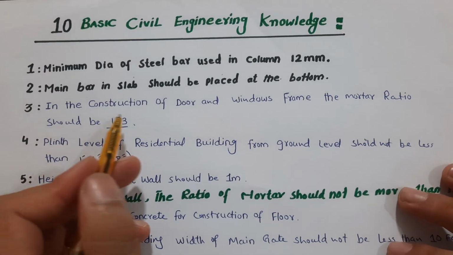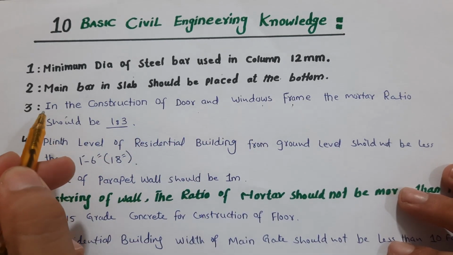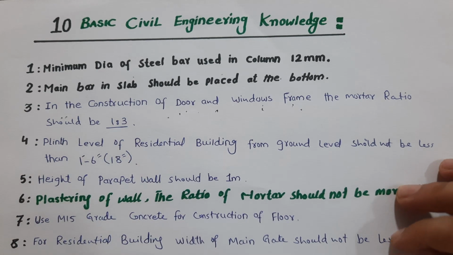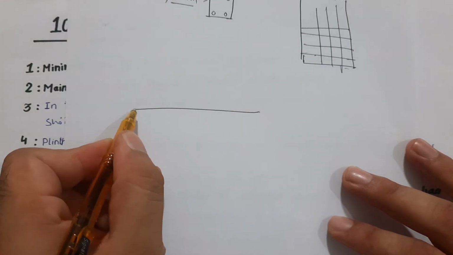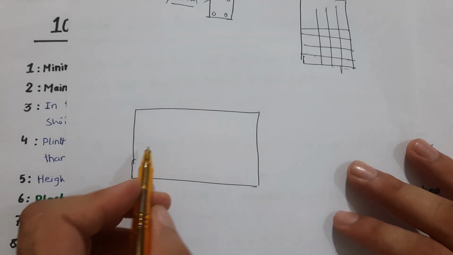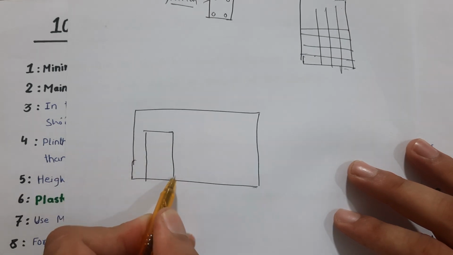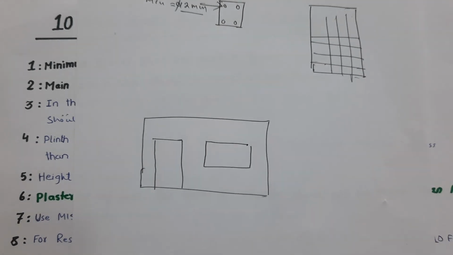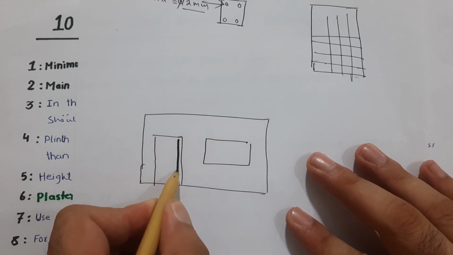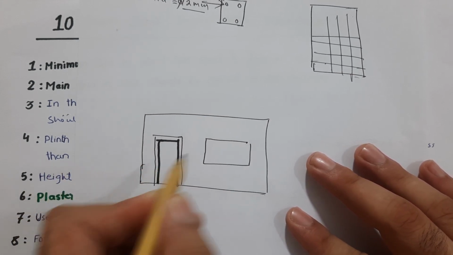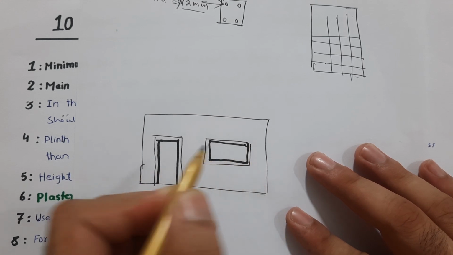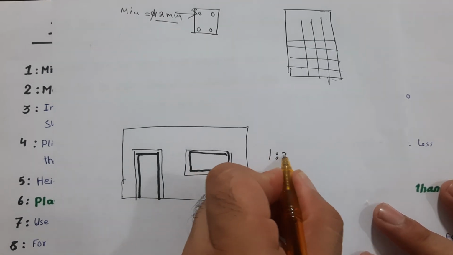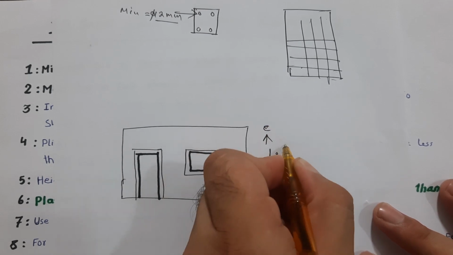Okay. Next, guys, in the construction of door and window frames, the mortar ratio should be 1:3. As you can see, guys, here this is the elevation of, suppose, a bedroom, so here this is a door and this is a window. When you are fixing the frames for doors and windows, suppose here this is a frame, we can fix the frames with cement mortar. So the ratio of the cement mortar should not be more than 1:3. 1 part cement and 3 parts sand.